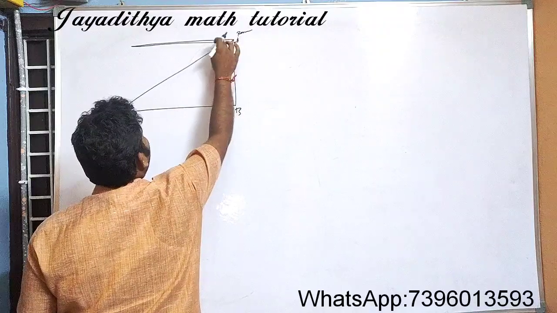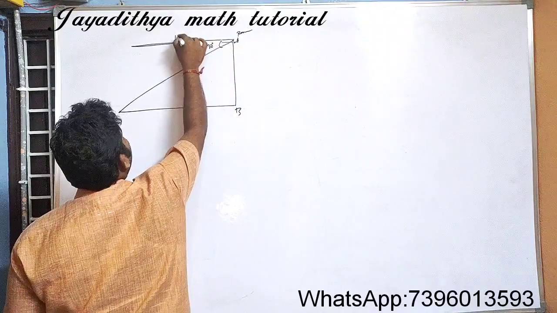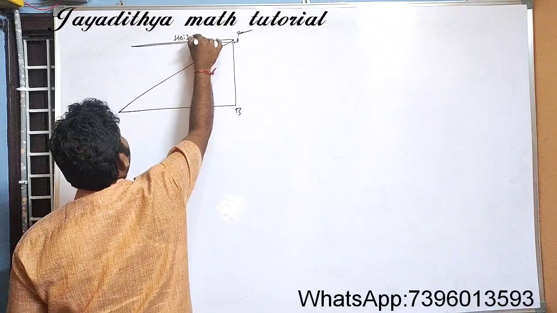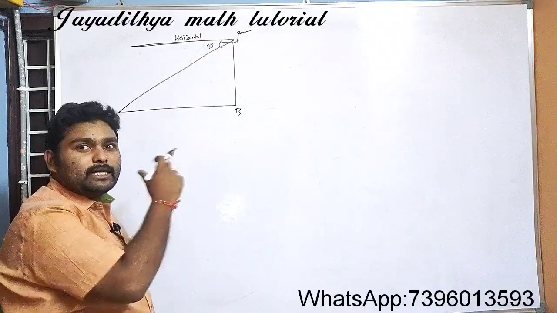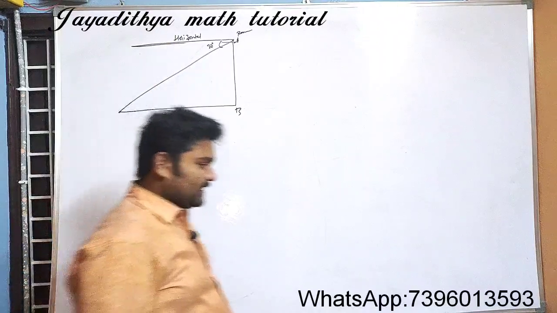So this line will be the horizontal line. So this will be 30 degrees. This is nothing but horizontal. If you haven't watched my previous videos, please do watch them to understand this concept. That will be the horizontal, and the angle of depression is 30 degrees.